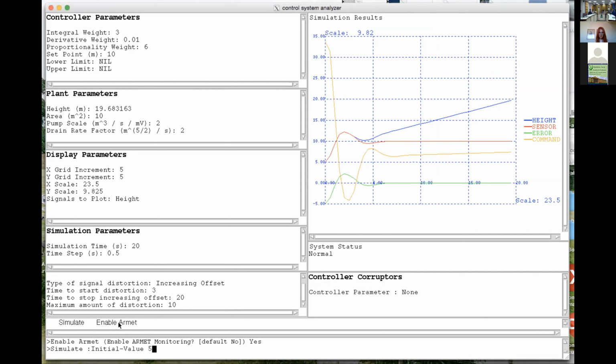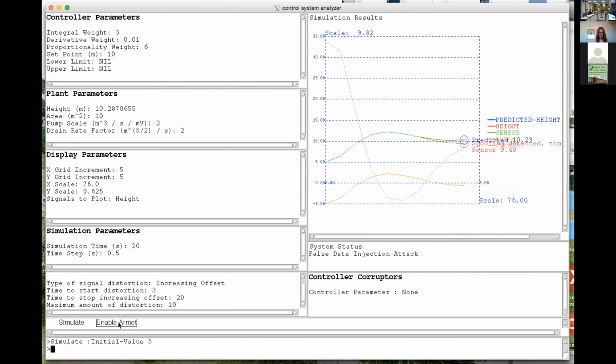And now we are interested in detecting it with our system, and you see it immediately detected it, and here it showed, okay, look, here is the error. I was expecting something different and you had something different.